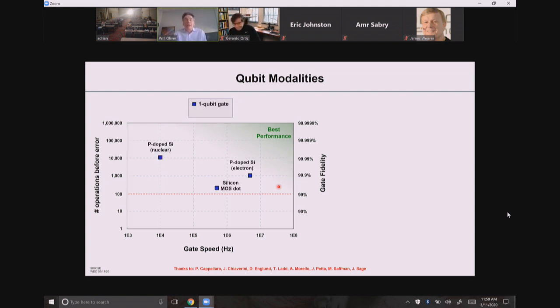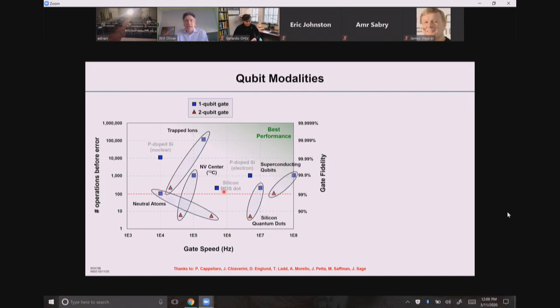So there are a number of modalities which have shown single qubit gates, and they're working on 2 qubit gates. These are spins, either nuclear spins or electron spins in silicon, or in an MOS, metal oxide semiconductor dot. And there are a number of other technologies which have demonstrated both single and 2 qubit gates, so basically a universal set of gates. Those include the ones shown here with the ovals, such as trapped ions, superconductors, silicon quantum dots, NV centers, nitrogen vacancy centers, and neutral atoms.